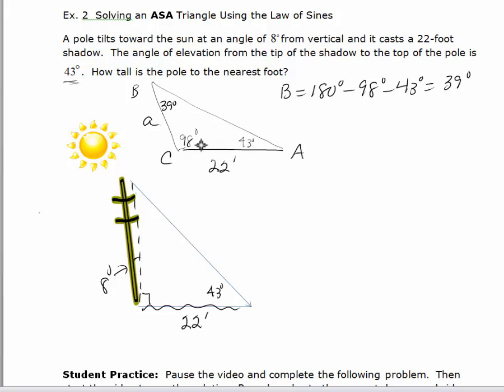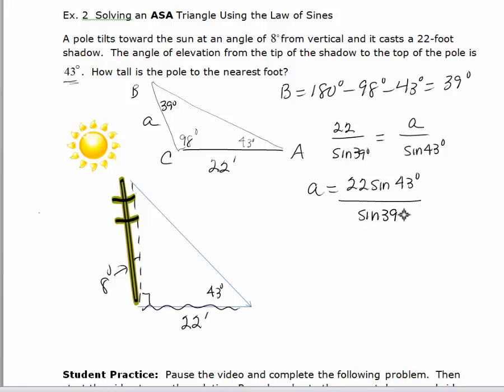And now we'll set up our ratio. I know that 22, which is side B, over the sine of 39 degrees is equal to A over the sine of 43 degrees. And after setting your cross products equal to each other and dividing, we get A equals 22 sine of 43 degrees divided by the sine of 39 degrees.